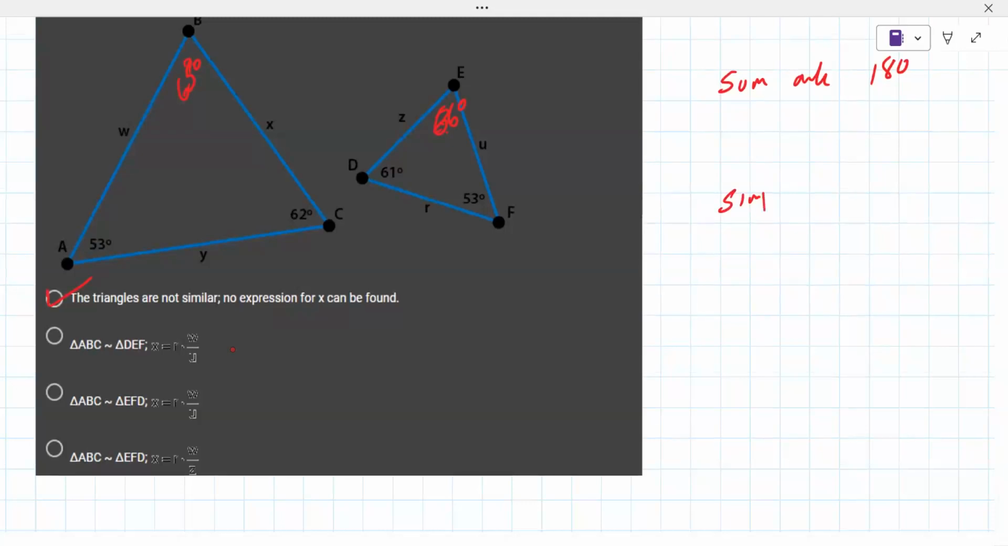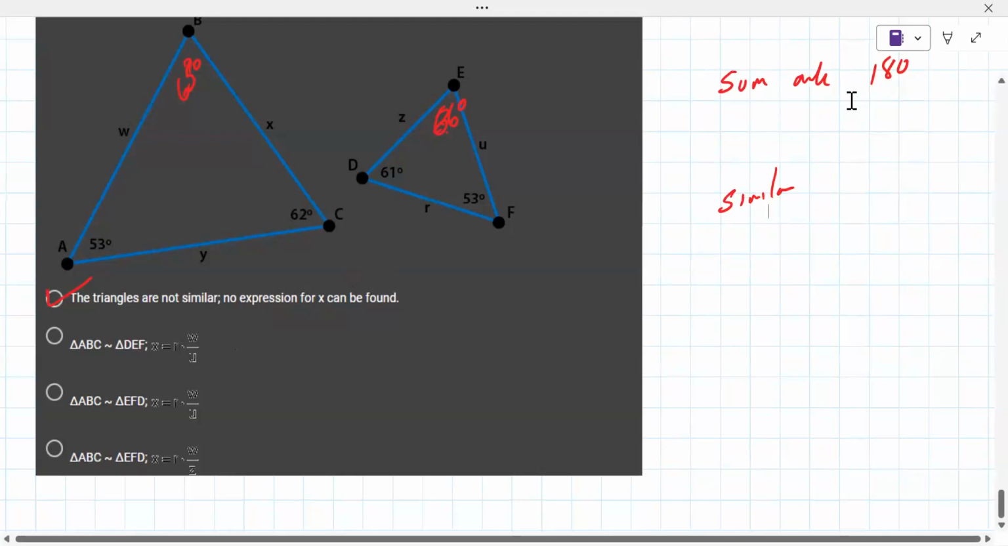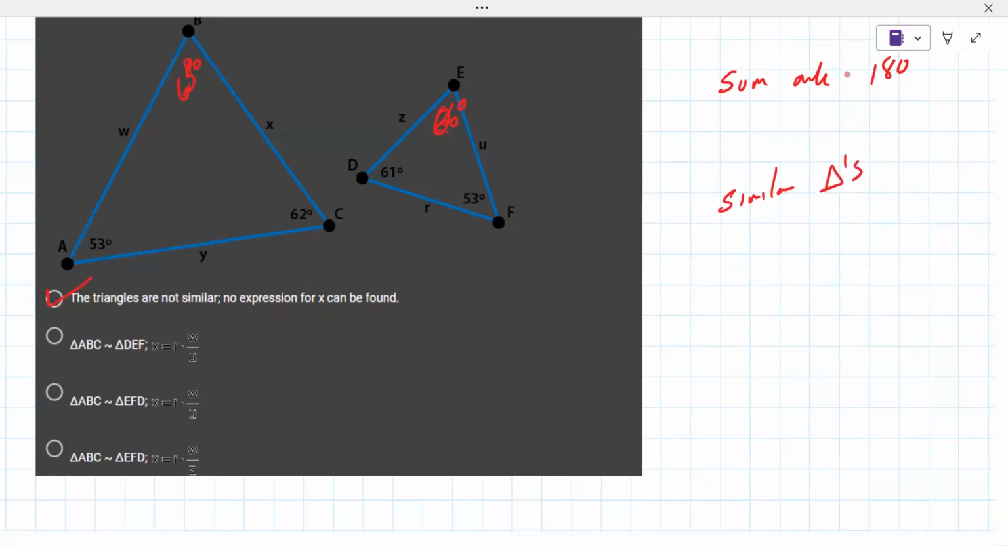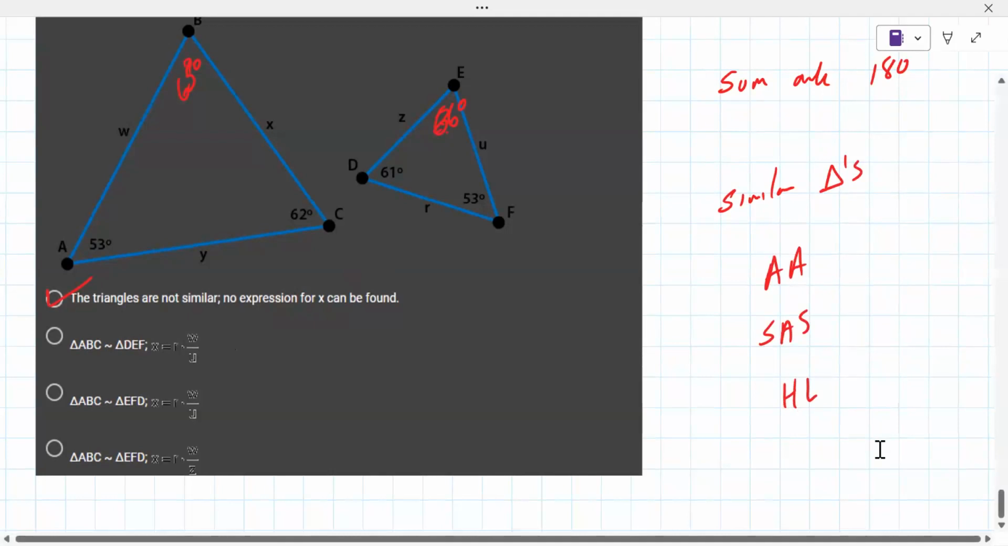So, another thing that might go on your note card, maybe the sum of the angles in a triangle is 180. Similar triangles, you either need AA, SAS, or HL. So AA is really AAA, but in a particular one, it's just the 3 angles.